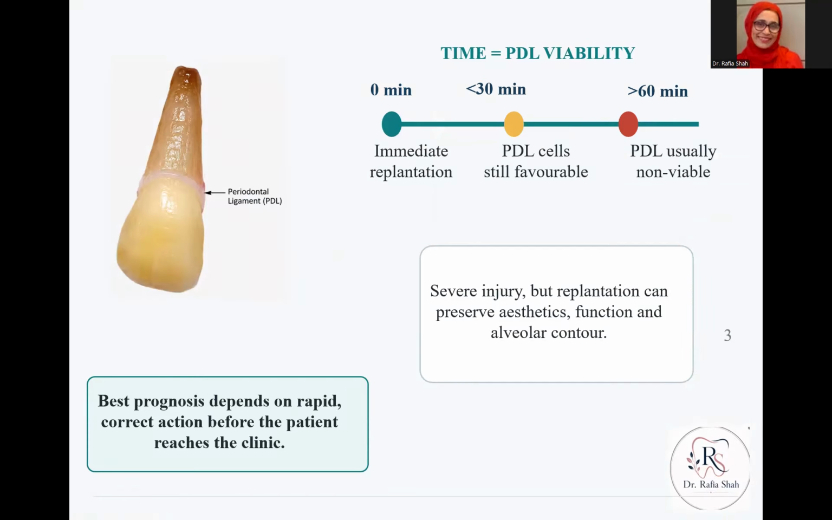A very essential thing: the literature says that we can save this avulsed tooth based upon many factors. Number one, we have to see how long ago the trauma occurred. If the trauma occurred 0 minutes, a few seconds, or a few minutes before, you immediately replant the tooth. Replant means we are planting the tooth back into the socket.